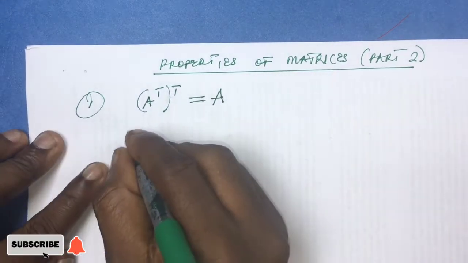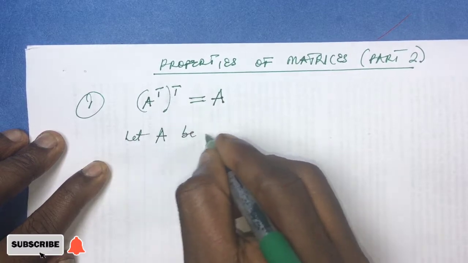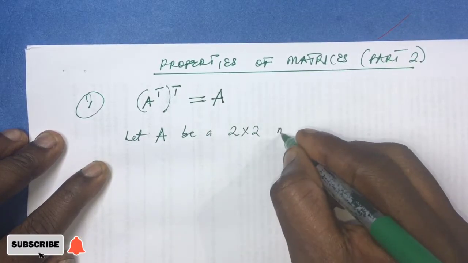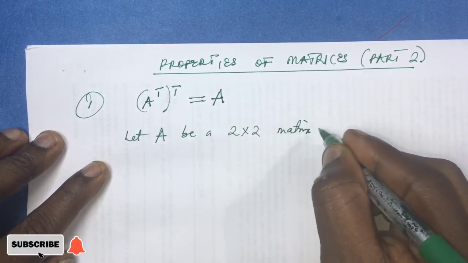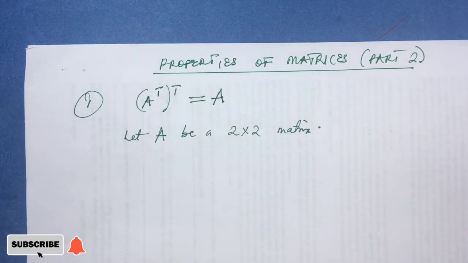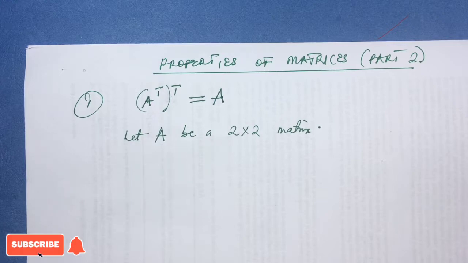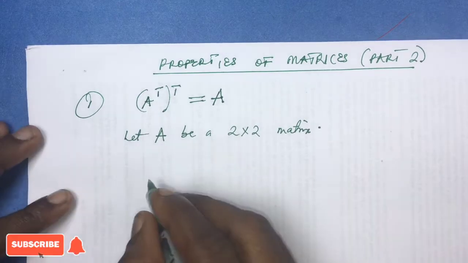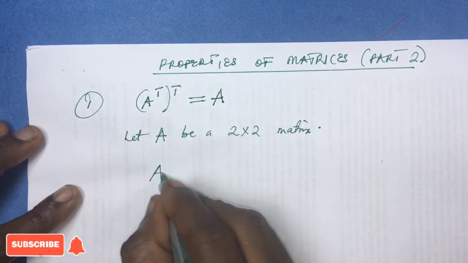So let's see. Let A be a 2 by 2 matrix. Now remember, in the last video, I used 2 by 2 matrices as a very simple matrix to show these properties, and I want you to follow suit. You can try for 3 by 3 matrices, but why try for 3 by 3 matrices when, after all, 2 by 2 matrices will give you the same conclusion? Now let us see. So I'm going to start with a 2 by 2 matrix A.